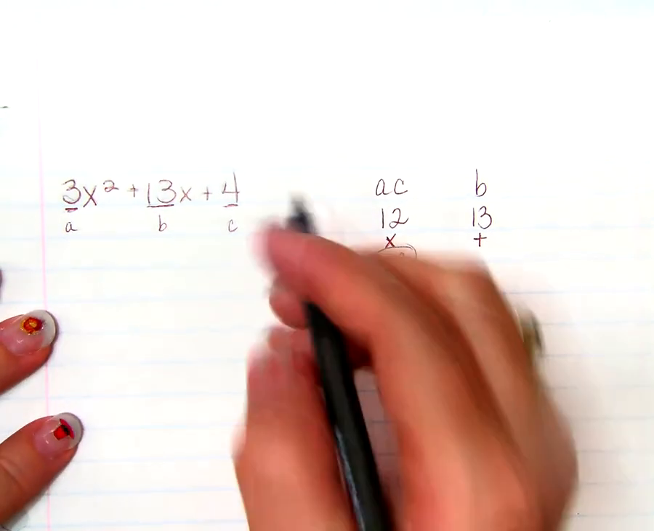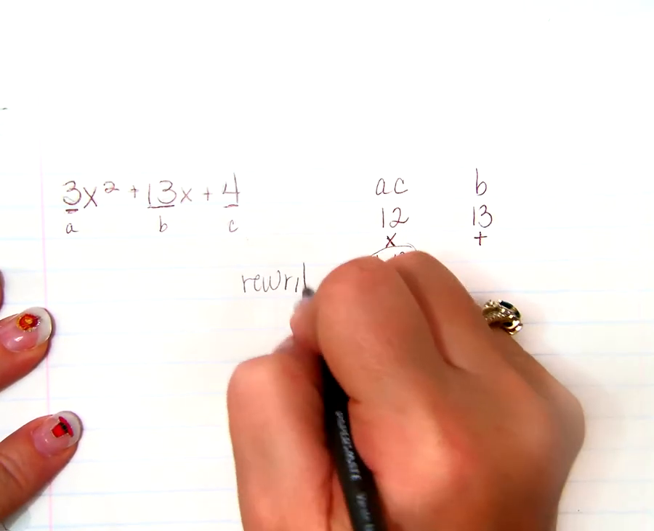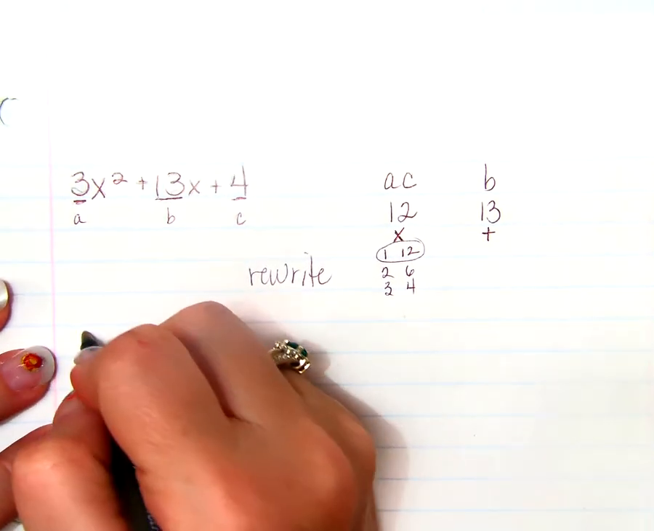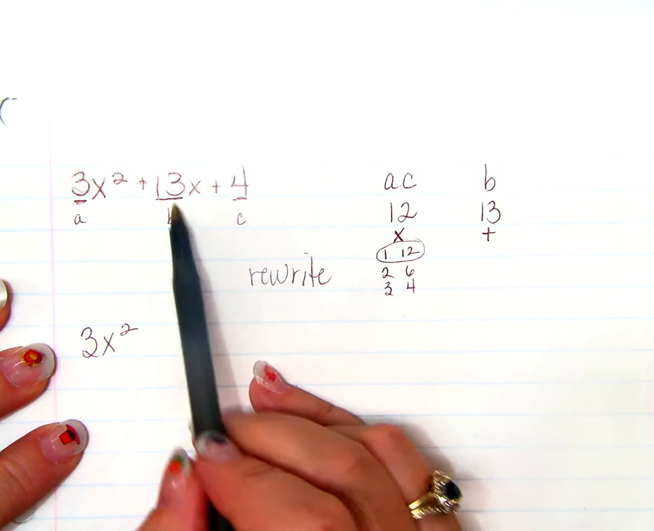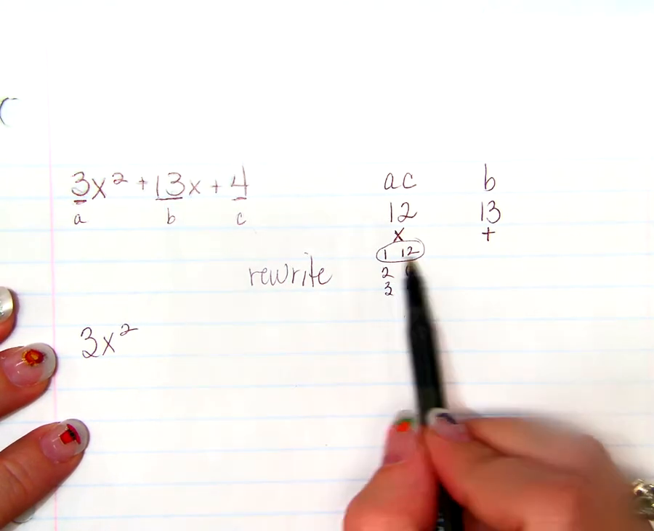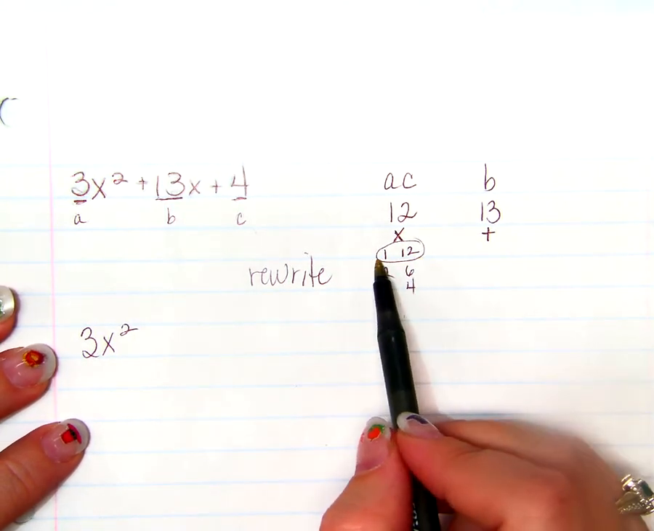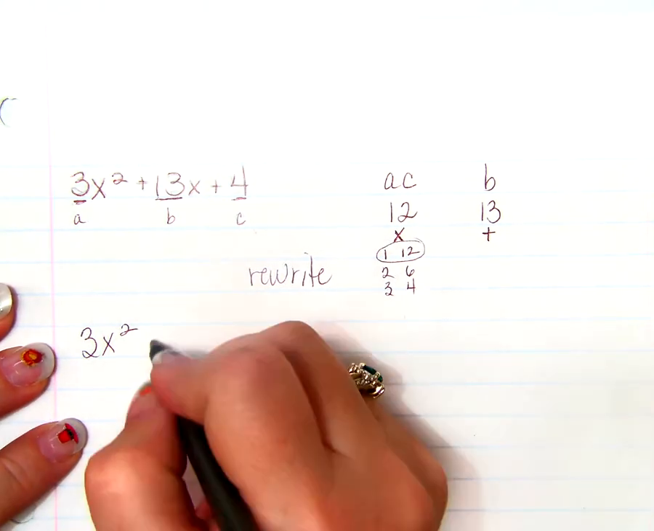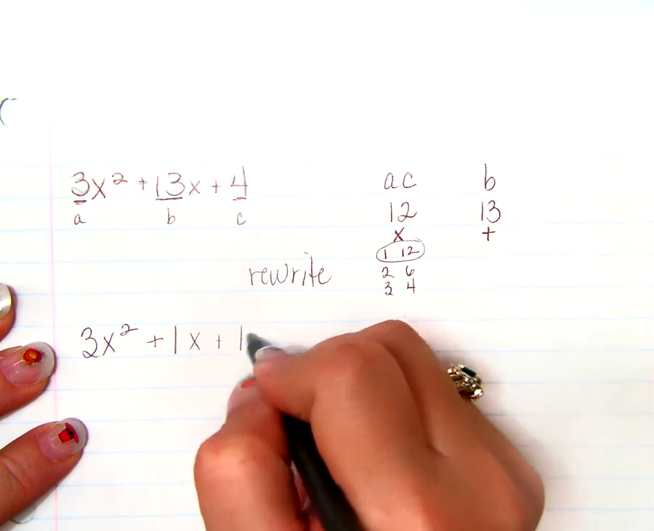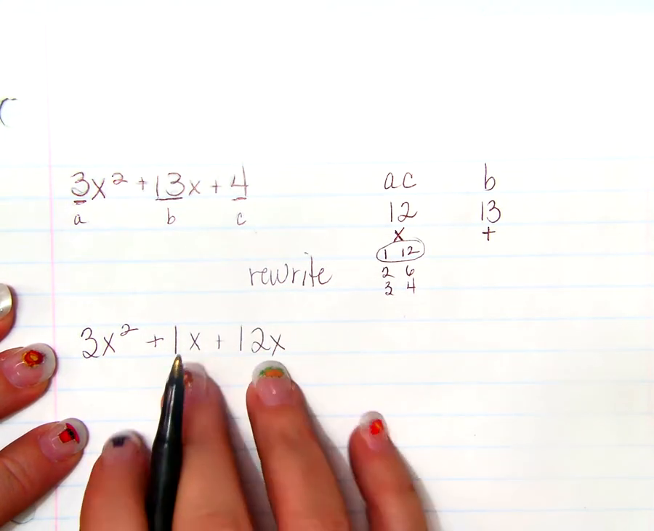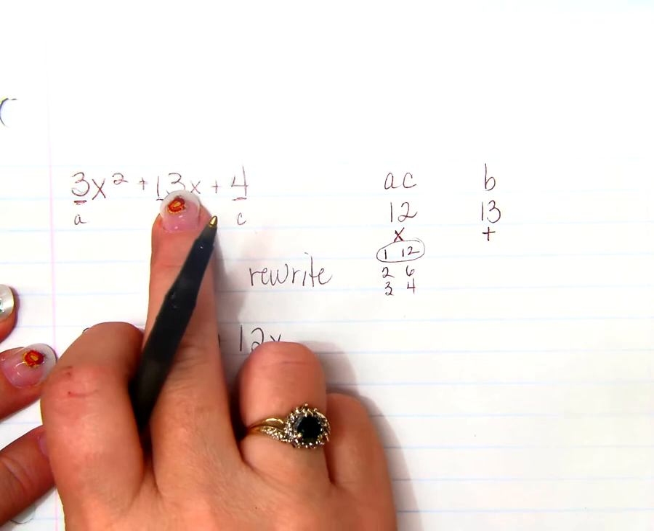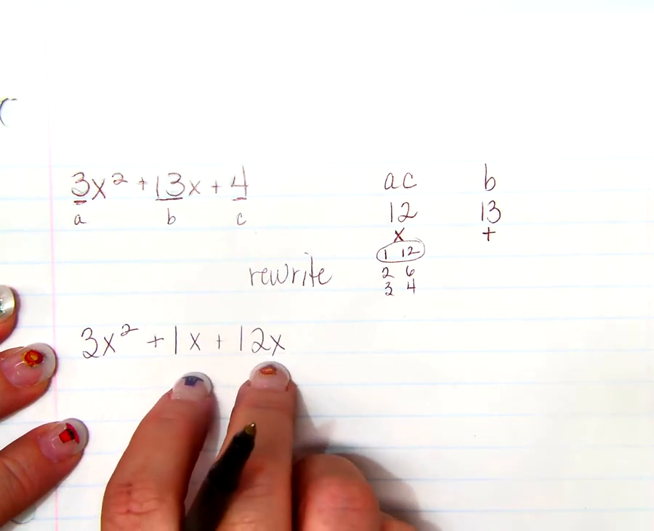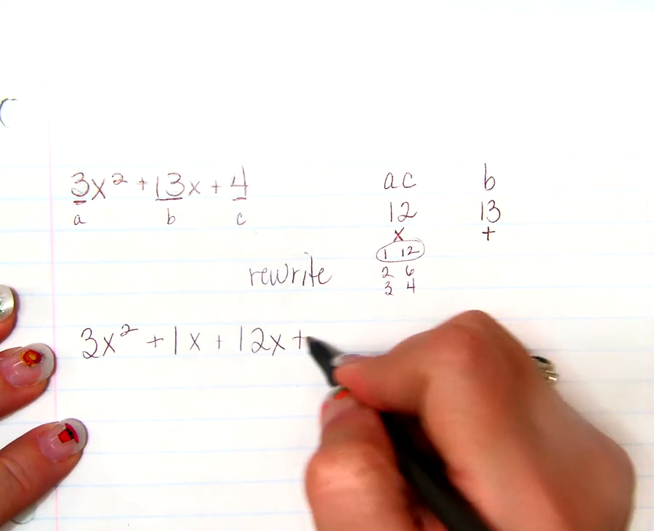So you're going to now rewrite the problem. You're going to start writing 3x squared, but you're not going to write 13x. You're going to split it the way you just figured it out, 1 and 12. But it's got that x with it, and you've got to keep the x with it. So you need to have plus 1x plus 12x. Do you see how this middle term has become these two middle terms? Does that make sense? And then I have the plus 4.